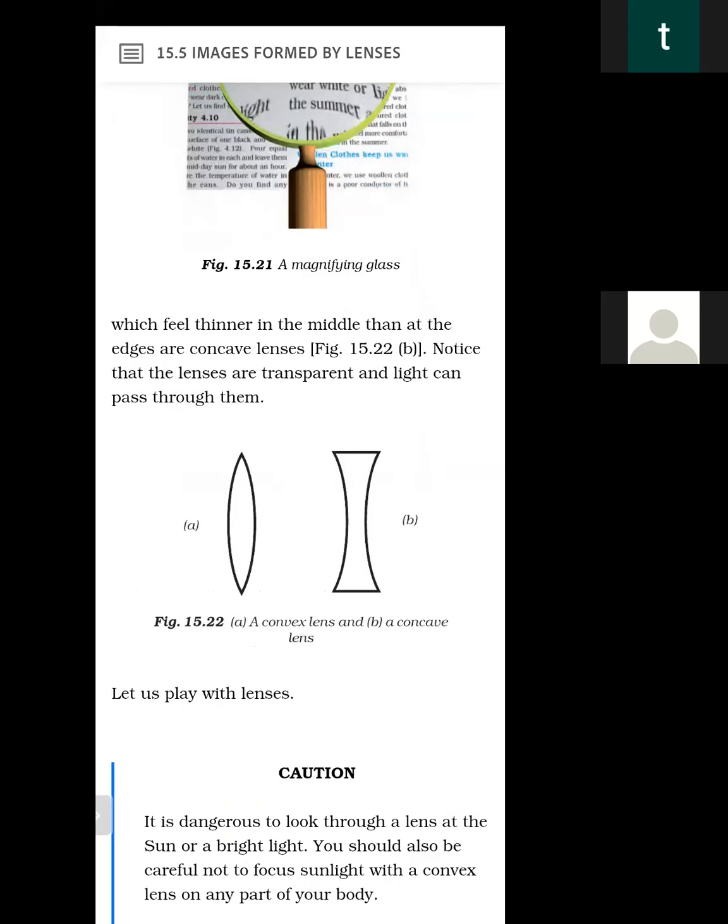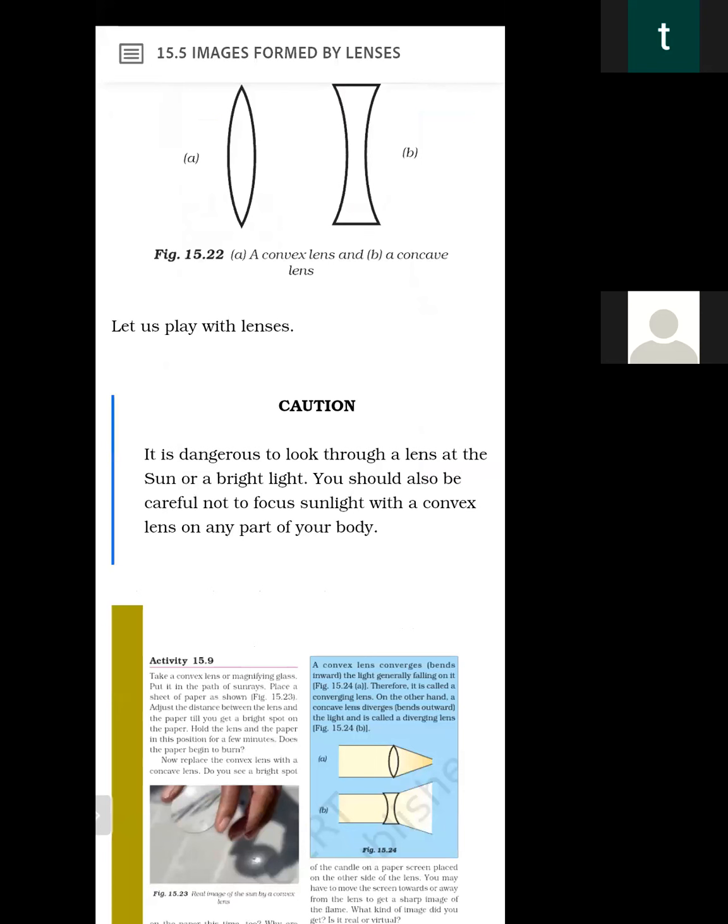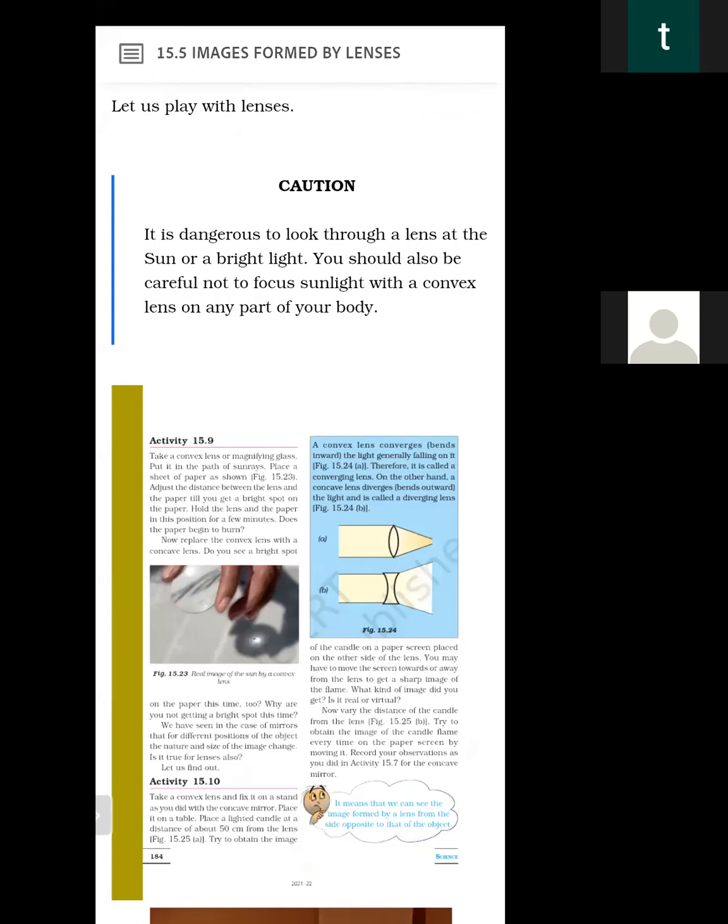Let us play with lenses, meaning the image formed by lenses. Caution: it is dangerous to look through a lens at the sun or bright light. You should also be careful not to focus sunlight with a convex lens on any part of your body, because it can burn your skin.